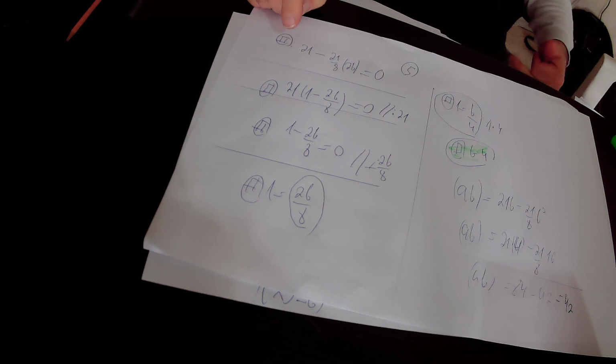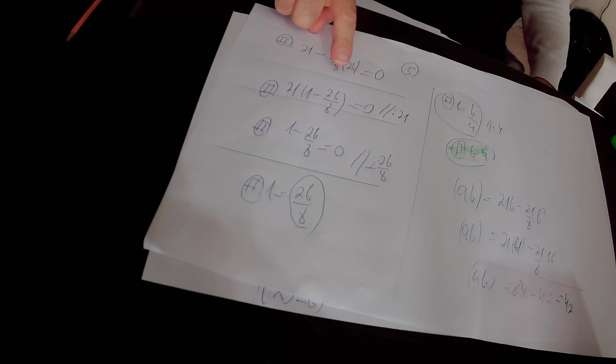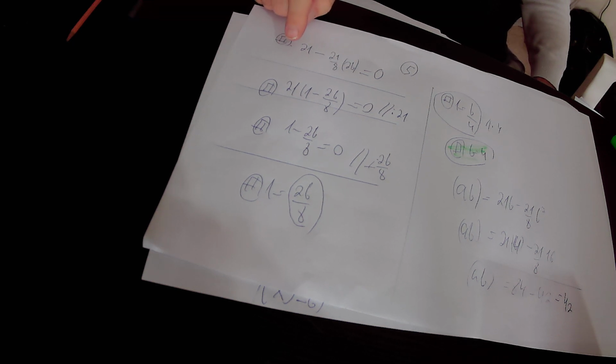So according to equation 2, 21 times 1 minus 2B over 8 equals 0. Here we divide equation 2 by 21. On this side of the equation we have 21 over 21, which is 1, so we are left with only 1 minus 2B over 8.